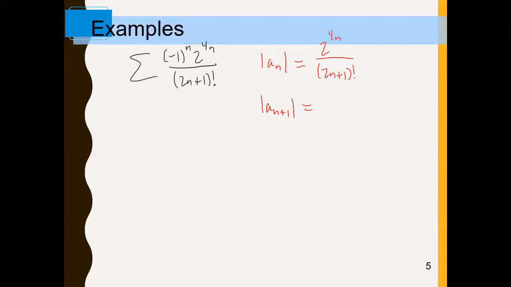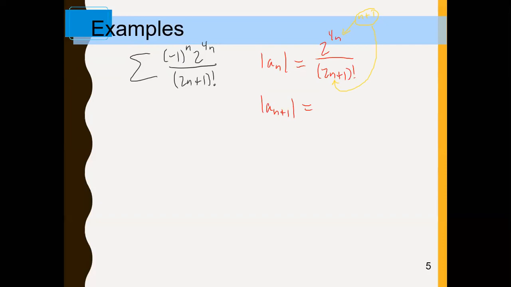And remember, we replace n with n plus 1, correct? If I were to replace this n right here with n plus 1, and I put an n plus 1 right here, do you guys realize that if I put an n plus 1 in both of those places, I'm going to have to distribute the 4 in the one case and the 2 in the other case? Yes? So watch what happens.